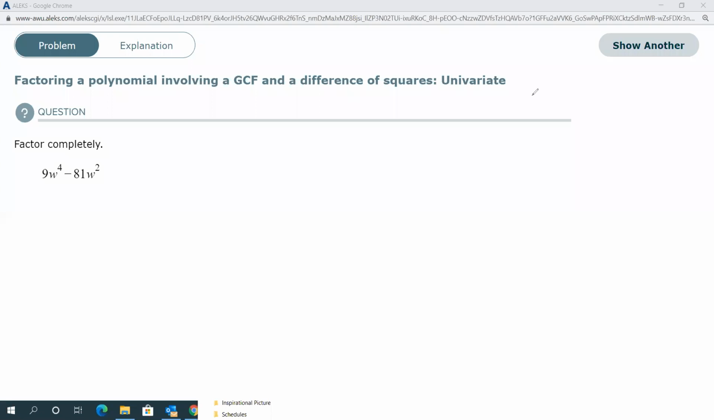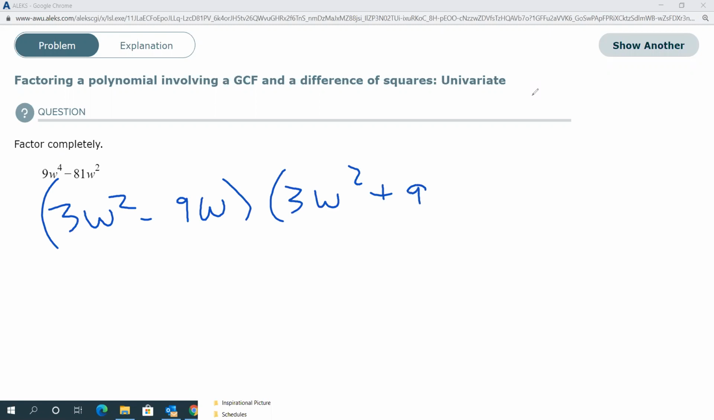Now on this one, once again, it's just two terms. So we're thinking difference of squares. It's a little different though. One thing you could do is go straight to difference of squares. You could. And just say, well, it's 3w squared minus 9w and 3w squared plus 9w. You could do that.